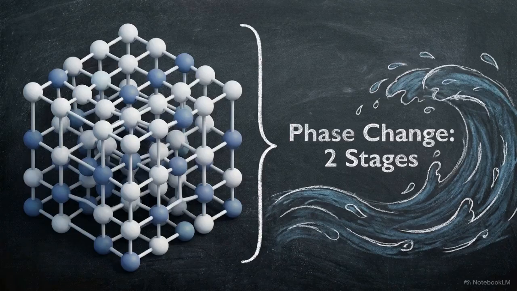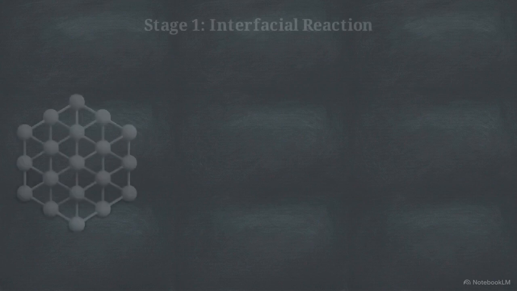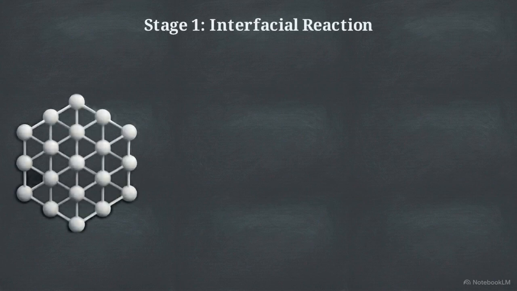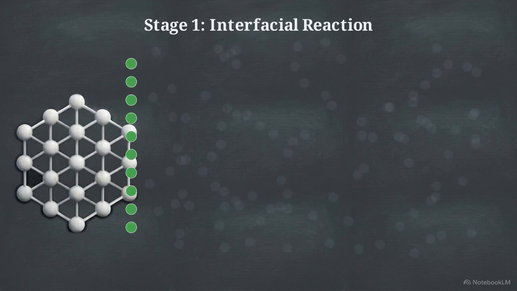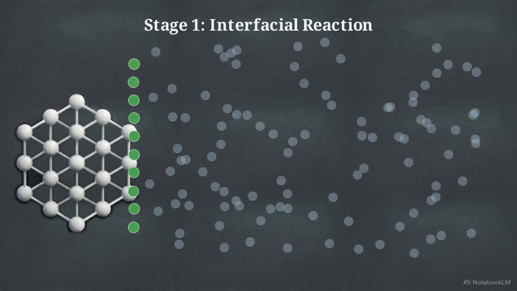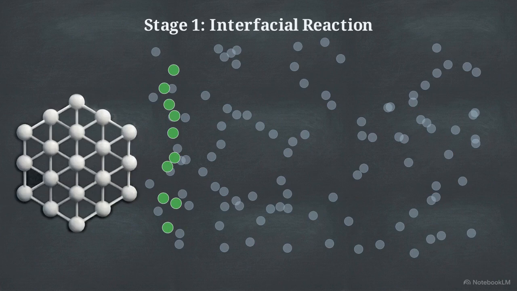We can break the physical mechanism of dissolution for a crystalline solid down into two consecutive sequential stages, occurring at the molecular level. Stage 1 is the interfacial reaction. Solute molecules at the very edge of the crystal must overcome the cohesive forces holding them together in the solid phase. Once liberated, these molecules slip into empty cavities, often called free volume, that naturally exist between the molecules of the liquid solvent. Stage 2 is diffusion.